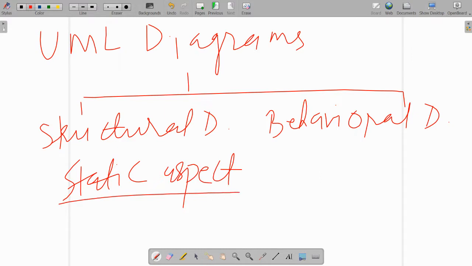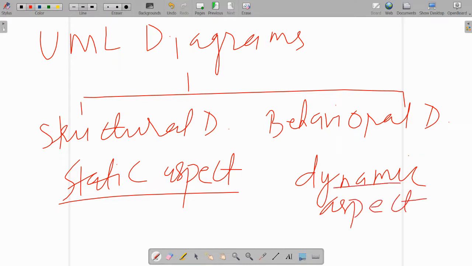These are words taken from the textbook directly, so that you will be able to remember this and write it down in your exam also. So it represents the static aspect of the system. Now, the behavioral model basically captures the dynamic aspect of the system. So here you have the dynamic aspect of the system. It is obvious.